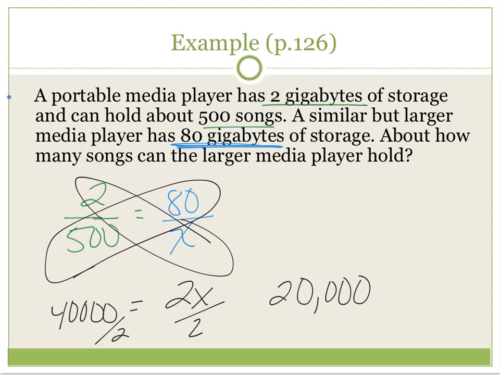Now, does that answer make sense? Well, if 2 is to 500, and 80, well, think about it, that's about 40 times bigger. So 40 times 500, is that bigger? Yeah, it's about that much bigger. So our answer does make sense.